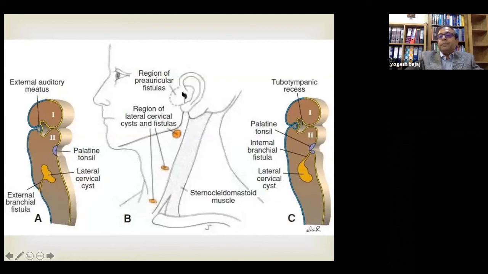And preauricular are generally just here, rather even higher up. So the first arch ones are around the angle of the jaw. And of course, if you're not sure, then that's fine. That's where the scans come in. Just sending for a basic ultrasound scan is good enough. But yeah, that's a differentiating point, the location, the history.